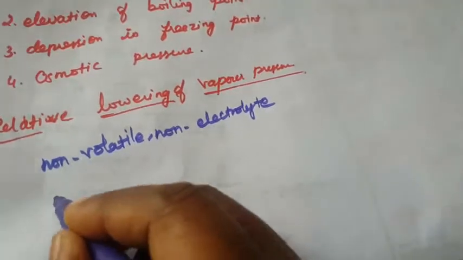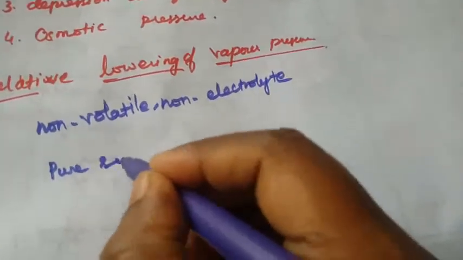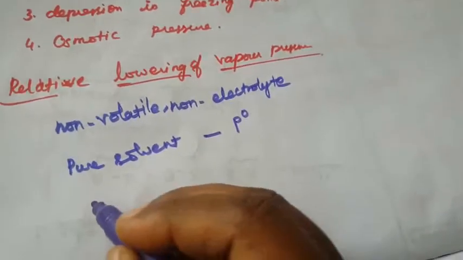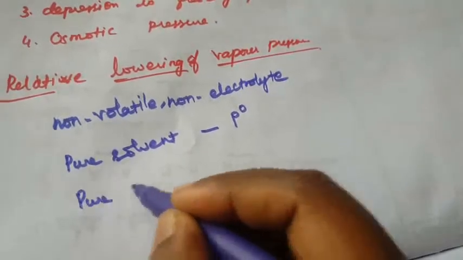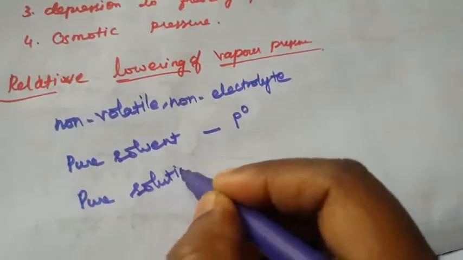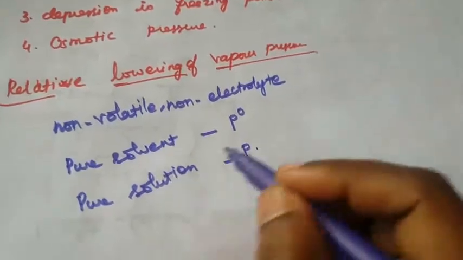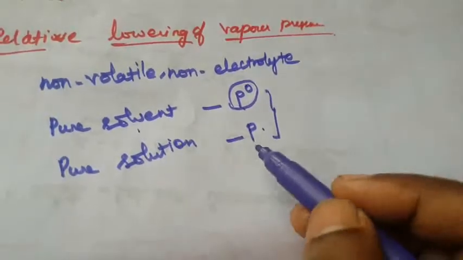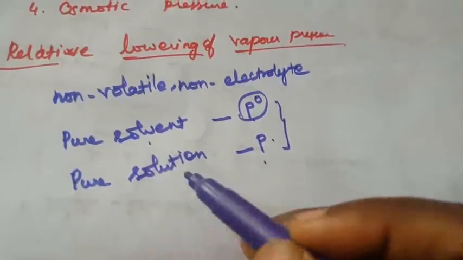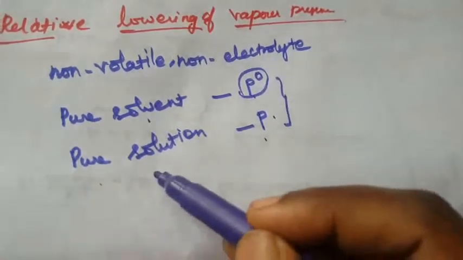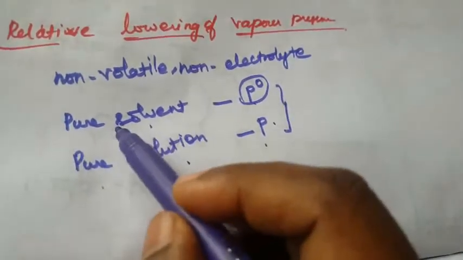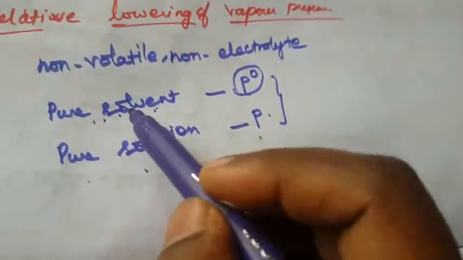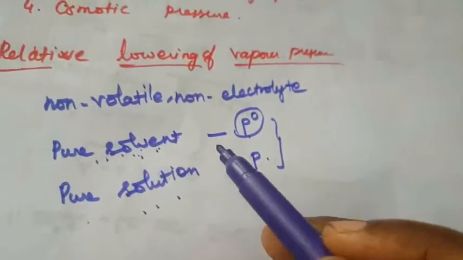Here the pure solvent is always denoted P0, and the solution is denoted P. Just a reminder: P0 means the pure solvent, and P means the solution. What is meant by solution? Solute and solvent together are called a solution. What is meant by solvent? The solvent is the component present in the larger amount in the given solution, like water, right? We already know that, right?